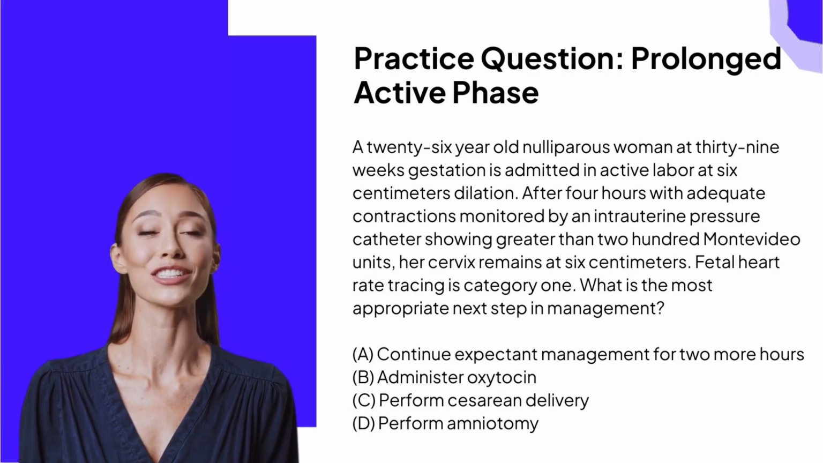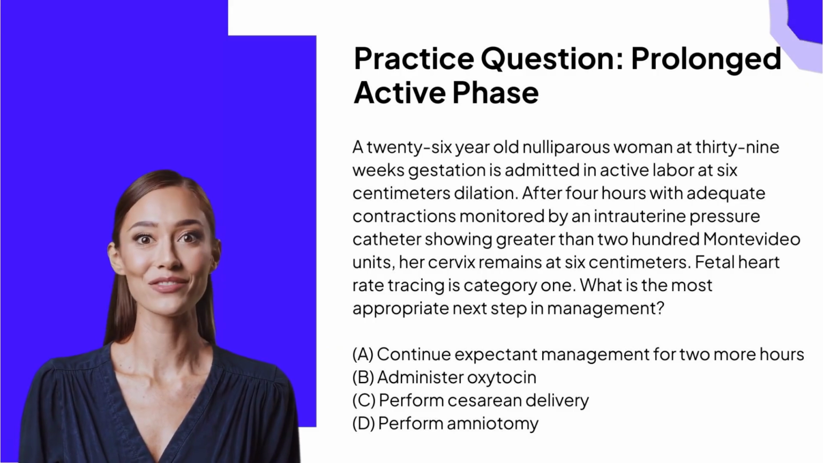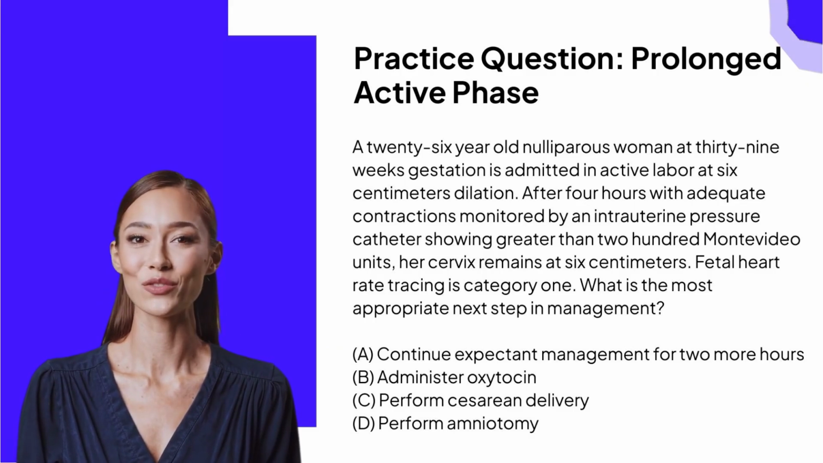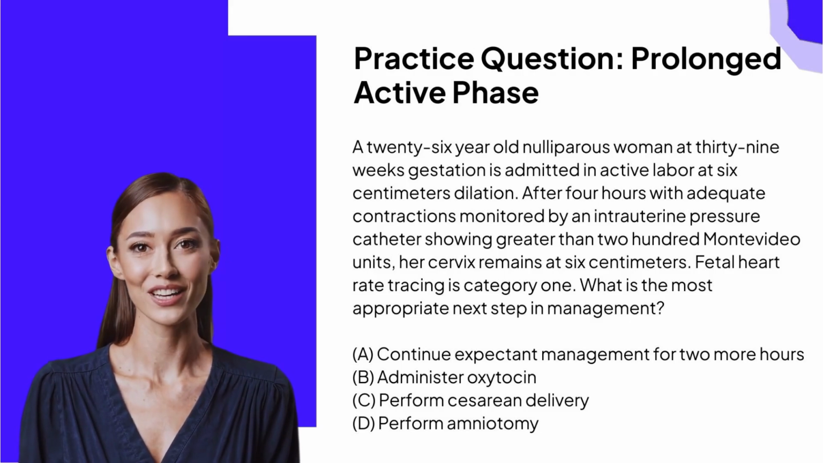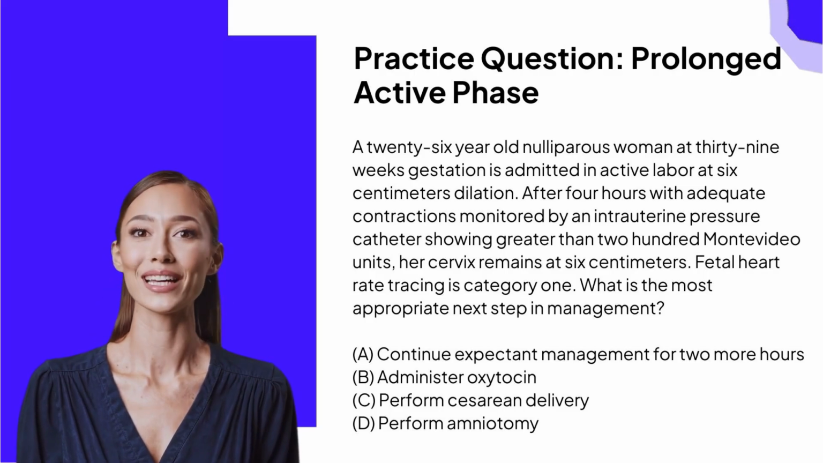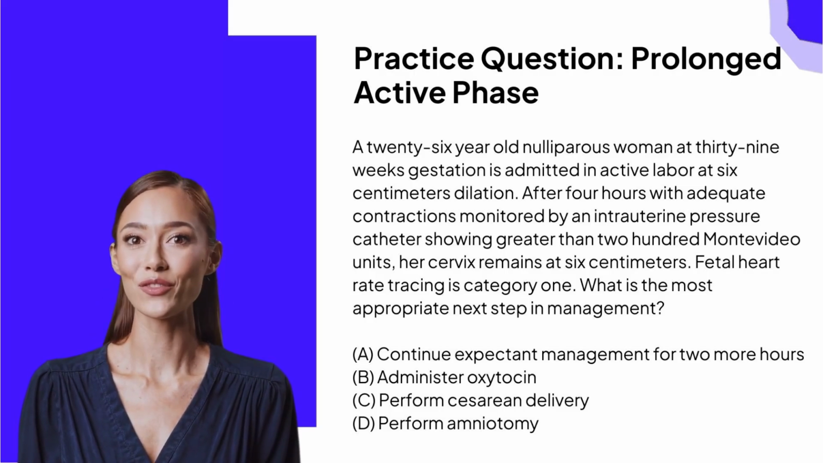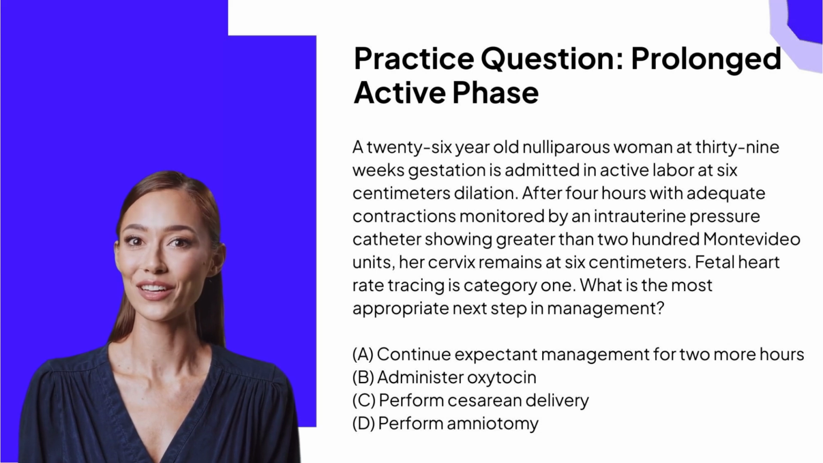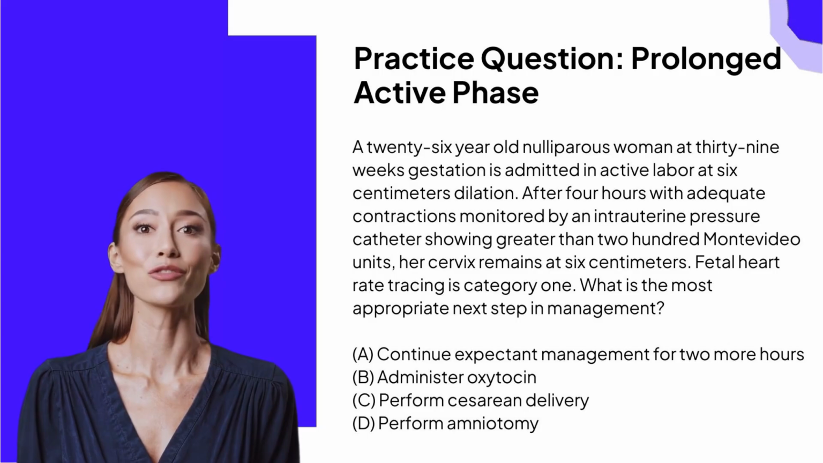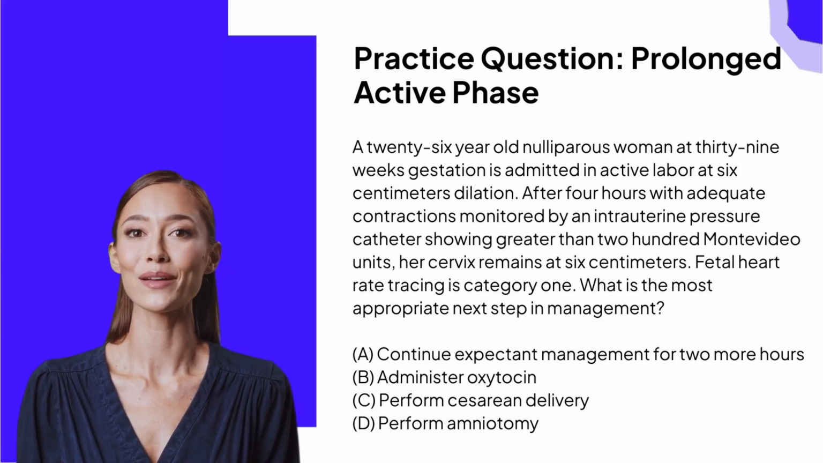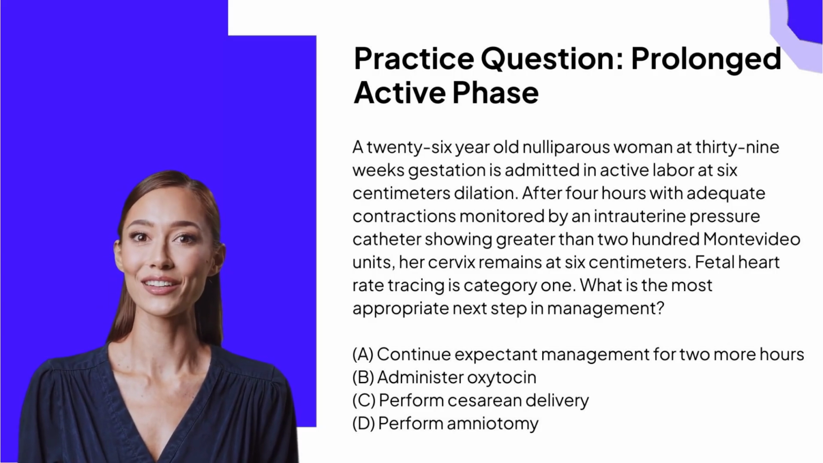Here is our first practice question. Read through this stem carefully. We have a 26-year-old first-time mother at 39 weeks who has been in active labor at 6 centimeters for 4 hours. She has adequate contractions confirmed by an intrauterine pressure catheter showing greater than 200 Montevideo units, but her cervix has not changed. The fetal heart rate tracing is reassuring. Take a moment to think about what you would choose before we go through the answer together.